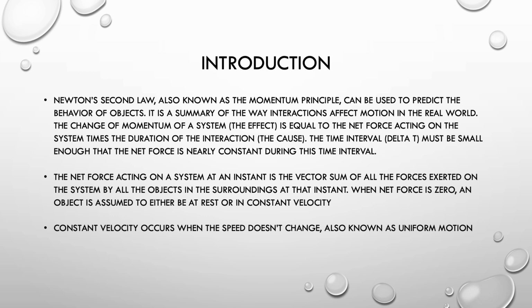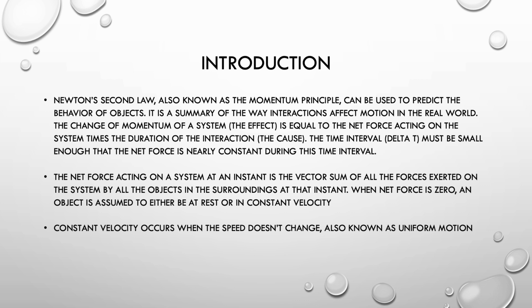The change of momentum of a system is equal to the net force acting on the system times the duration of the interaction. This time interval, or delta t, must be small enough that the net force is nearly constant during this time interval. The net force acting on a system at an instant is the vector sum of all the forces exerted on the system by all the objects in the surroundings at that instant, which I'll talk about in a few slides.